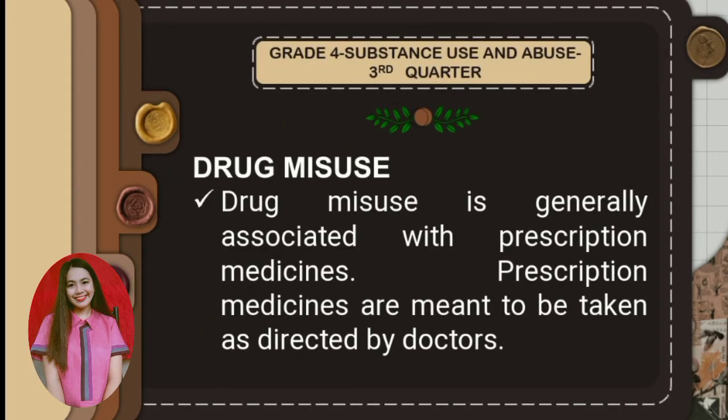Next is Grade 4, third quarter, substance use and abuse. Drug misuse, abuse, and addiction are all serious public health challenges. All of these deal with the use of illegal drugs and inappropriate use of legal drugs, for example, tobacco, alcohol, prescription, and medication.